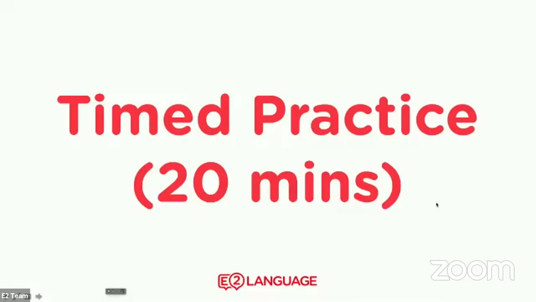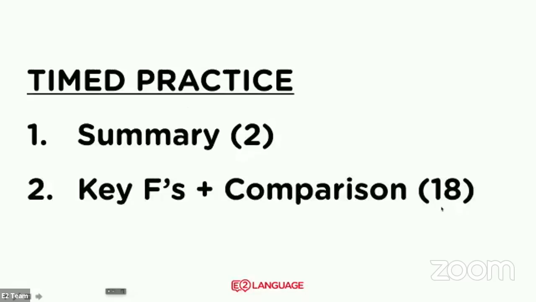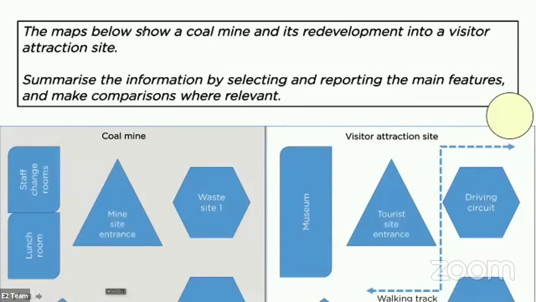Cool. Now we're going to do some timed practice. I'm going to give you 20 minutes, but in fact, we're going to break it down into 2 parts because basically I can't fit everything on my screen. So first thing you're going to do is write the summary. I'm going to give you 2 minutes. Then I'm going to get you to write the entire rest of your description, including the paragraph about the key features and the 3 paragraphs about the comparison, or however you want to structure it. You'll have 18 minutes to do that. Let's write the summary. You need to rewrite this sentence into your own words to say the exact same thing. You have 2 minutes. Your time starts now.